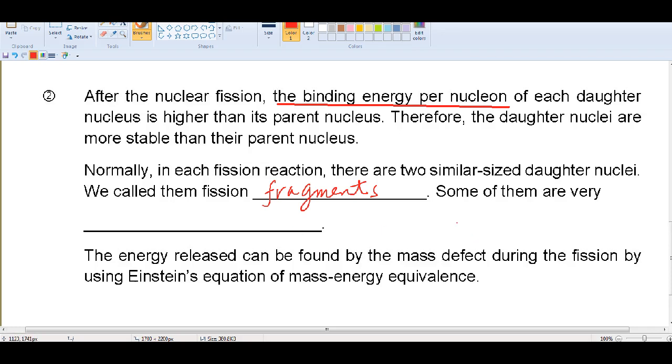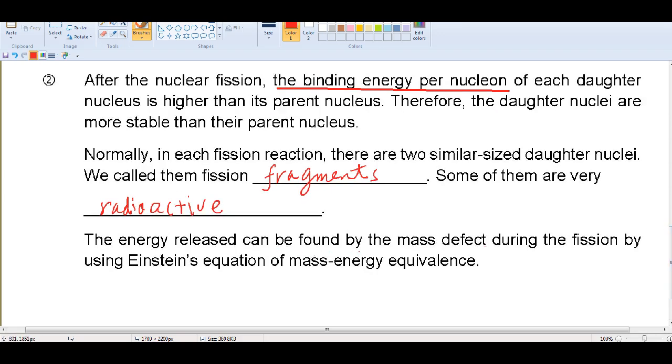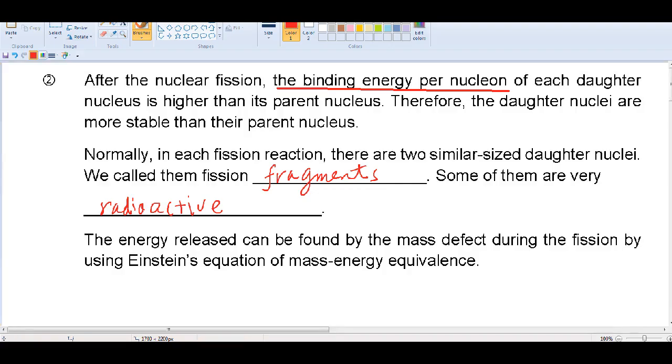Okay, some of them, I mean these daughter nuclei or fragments, are very radioactive. So that means although they don't tend to be split up, they could still be radioactive to emit some small particles to make them further stable, right? Okay, and the energy release can be found by the mass defect during the fission by using Einstein's equation. Okay, we understand this already, right? So let's move on to the next one.